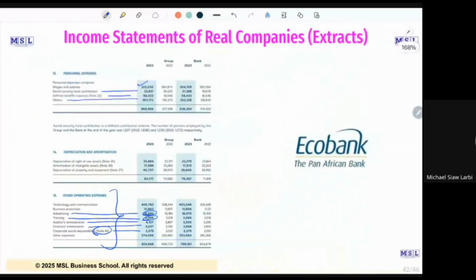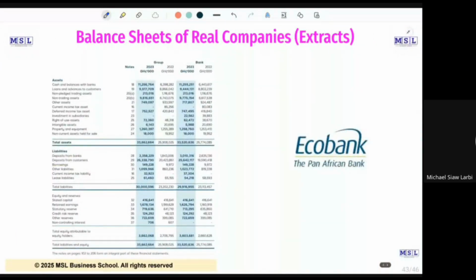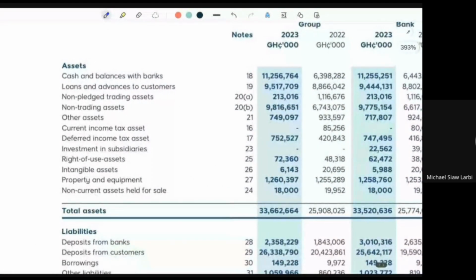So, ladies and gentlemen, that is it for today. This is their balance sheet. You can see they don't have current and non-current. That is for banks. They list the assets merged together, many banks.